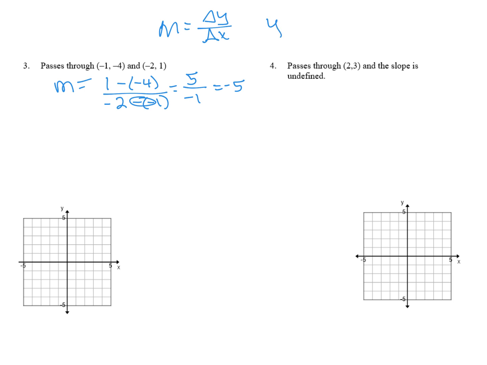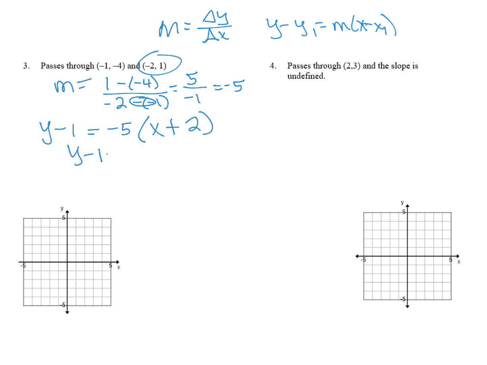Then I can go to my point slope form. And so y minus y1, and I can choose either one of these points. It does not matter. I'm going to use negative 2, 1. So y minus 1 equals m, which is negative 5, times x minus negative 2. Now, minus a negative is a positive, so I'm going to save myself a little time and change this to a plus 2 because it was minus a negative. So y minus 1 equals negative 5x minus 10.